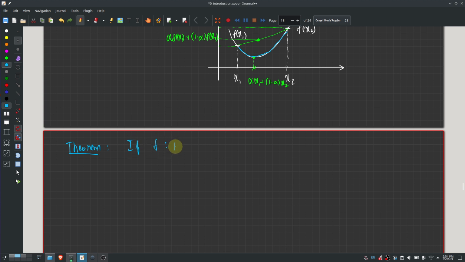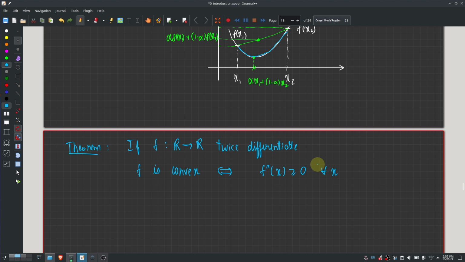So suppose we have a function f which is twice differentiable, then the following two statements are equivalent. So f is convex, and the second derivative of f is greater than or equal to 0 for all x. Right?